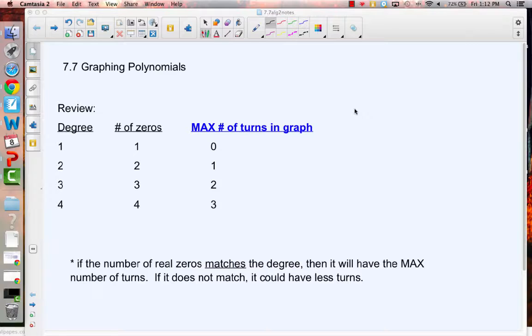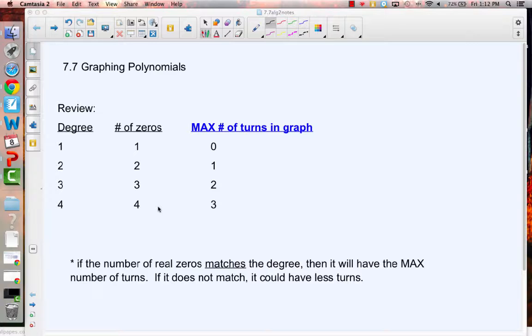So I just want to review really quickly the degrees and the number of zeros. We've talked about this a lot in multiple sections. So if you have a degree of 1, the number of zeros you could have is 1. If a degree of 2, then there's 2 zeros. 3, that means there's 3 zeros. And 4, that means there's 4 zeros. So remember, degree matches the number of zeros. The new part of this, what we're going to start talking about, is how we can use this to graph.